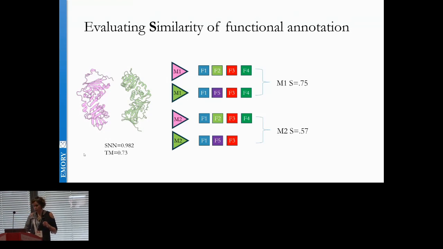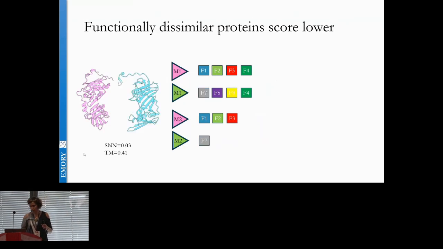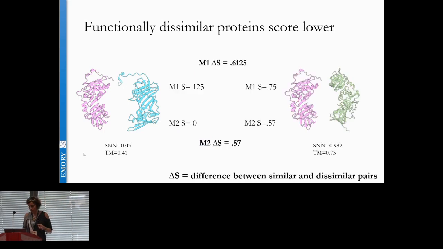And we can do this for proteins that we labeled as siblings, so functionally similar proteins, and for proteins otherwise. And if we do that, we'll see, hopefully, that for dissimilar proteins, we get a worse performance, that similarity is lower. We measured the performance of the method as the delta S, the difference between the similarities of proteins that we knew were siblings and the proteins that were not siblings, right? So basically, your idea is that the higher the delta S, the better your performance is. Okay.